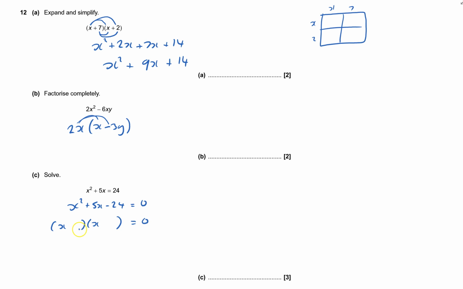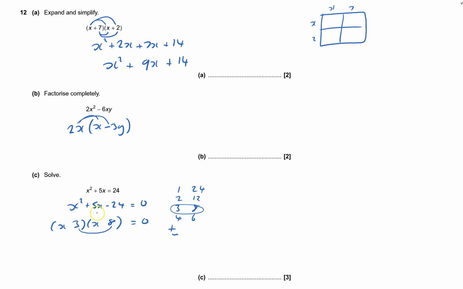How do I get 24? Well, the number times the number will give me 24. So it can either be 1 and 24, or 2 and 12, or 3 and 8, or 4 and 6. It's negative 24, so one must be plus and one must be minus. I've got to choose numbers which are somehow going to give me this 5. Pretty obviously, it's going to be 3 and 8.